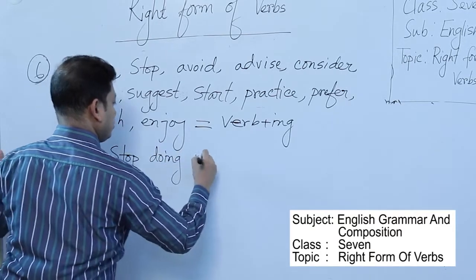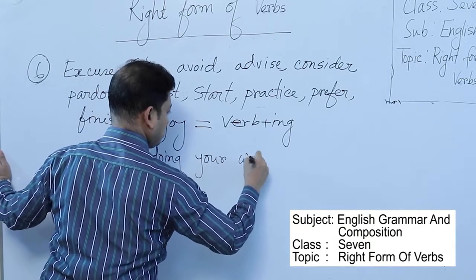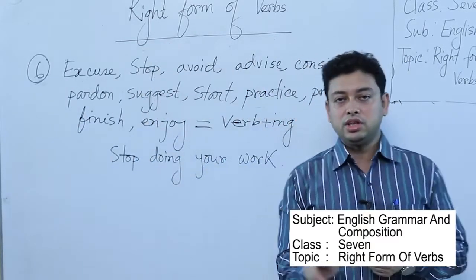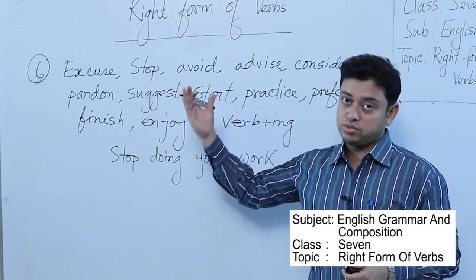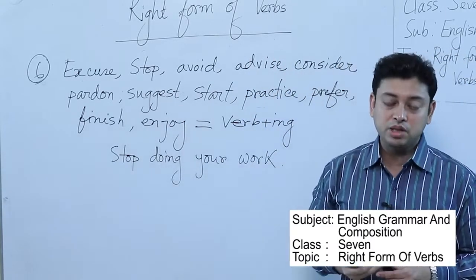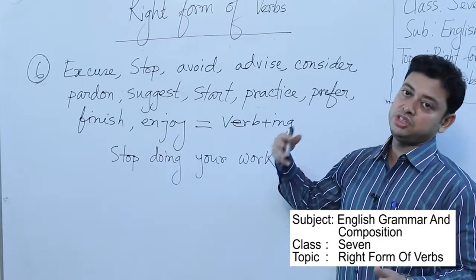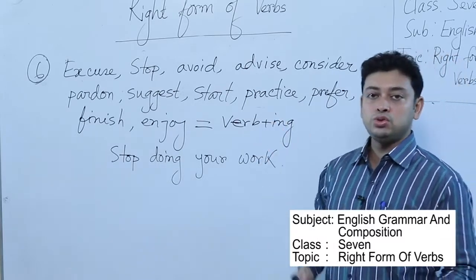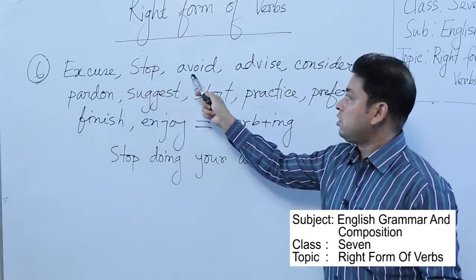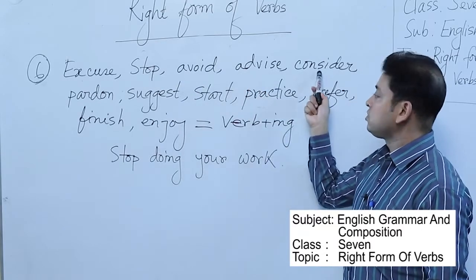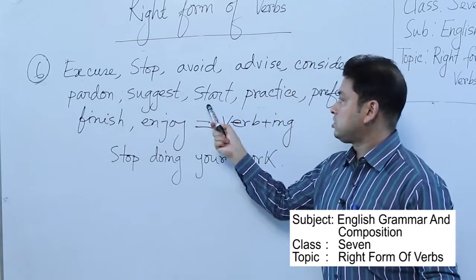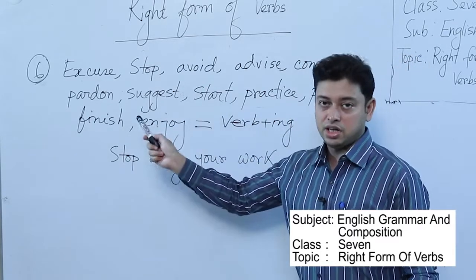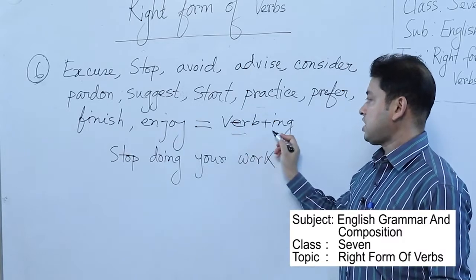Stop doing your work. So this is also another very important thing. In the previous rule we have seen, if there are some verbs, after this verb there will be to plus verb, that means the infinitive form, but here the form changes. Remember, these verbs should be memorized. According to this rule, if there is excuse, stop, avoid, advise, consider, pardon, suggest, start, practice, prefer, finish, enjoy, after this verb there will be verb plus ing.